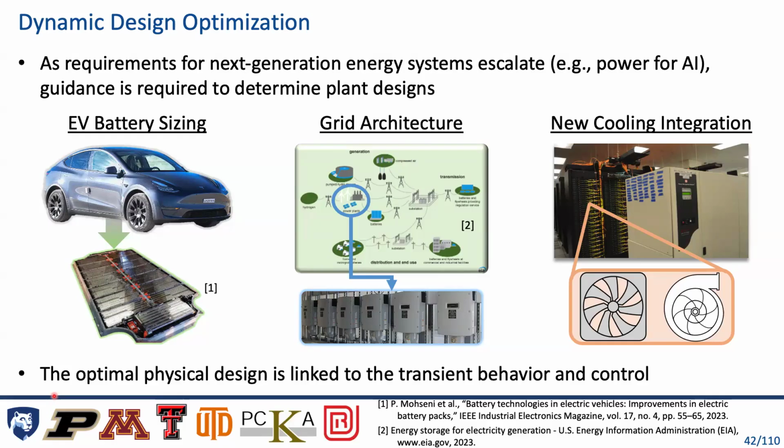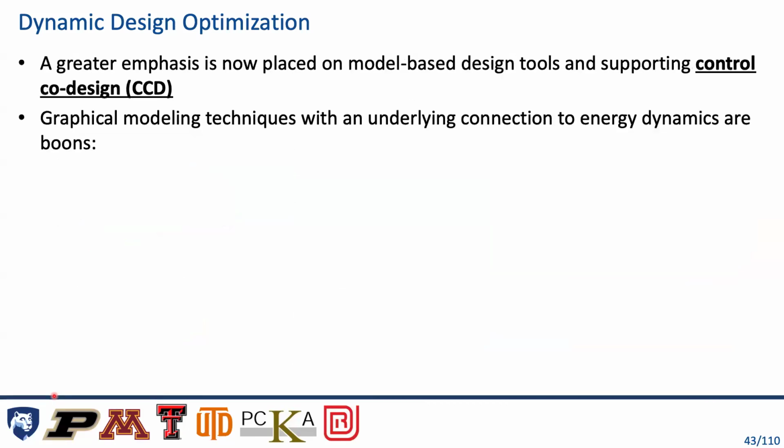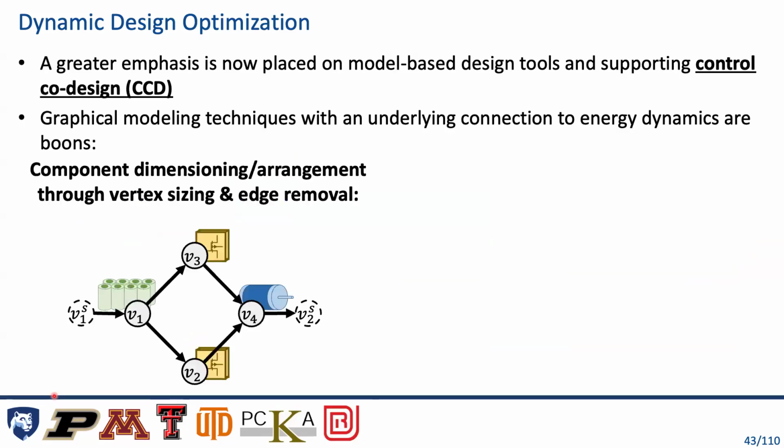And of course, the optimal version of these physical designs is going to be associated with their transient behavior and how we control them, right? So what we need at the end of the day is model-based design tools that support control co-design, doing both of these things at the same time, optimizing our controller, optimizing our plant, and trying to get the best thing out of that. Graph-based models that have an underlying connection to our energy dynamics are very valuable for approaching these types of problems and setting them up.